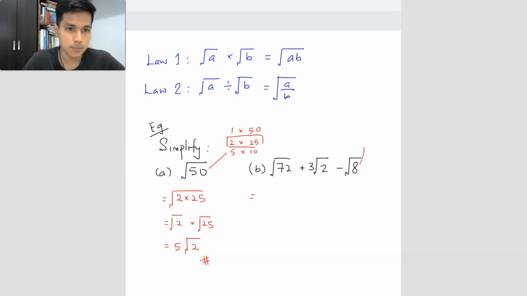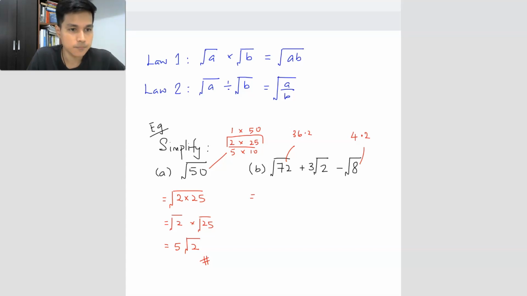Well, 8 is the same as 4 times 2, correct? So I can have a √2 here, the same as the √2 on the left. And what about this? 72 I can change to 36 times 2. So all of them will end up having a √2.